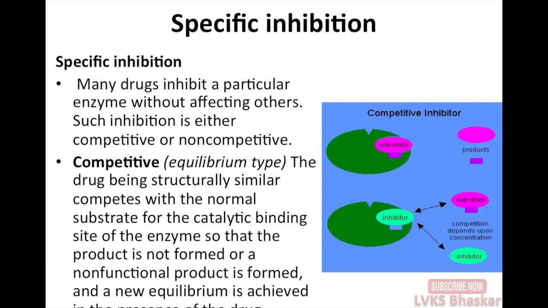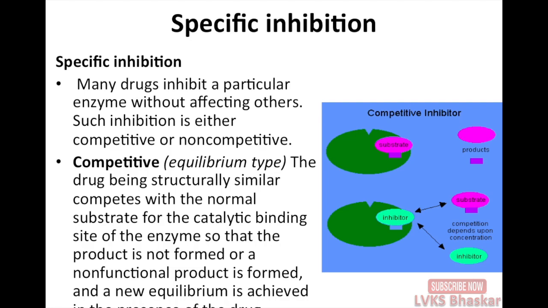In specific inhibition, many drugs inhibit a particular enzyme without affecting others. Such inhibitors are either competitive or non-competitive inhibitors. Competitive inhibitors can again be divided into equilibrium type or non-equilibrium type. In the equilibrium type, the drug is structurally similar and competes with the normal substrate for the catalytic binding site of the enzyme, so that the product is not formed or a non-functional product is formed.